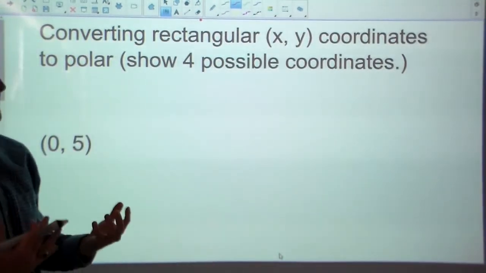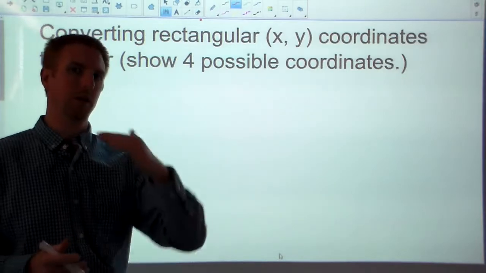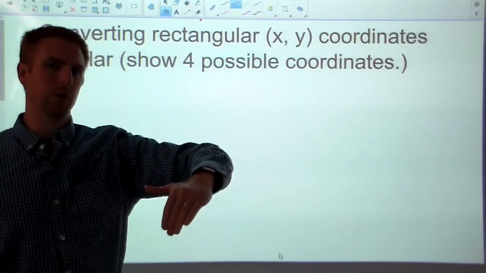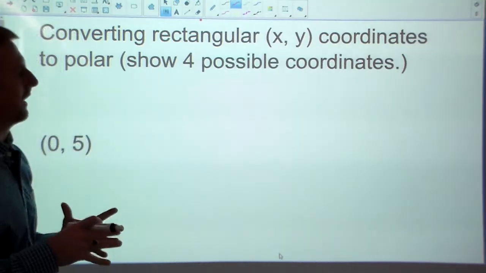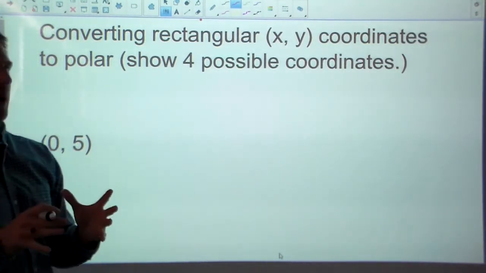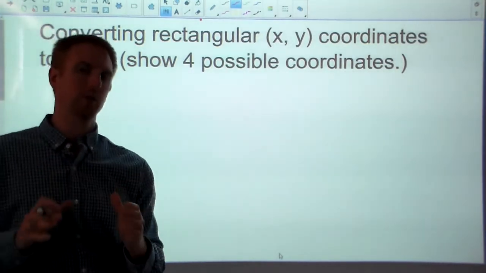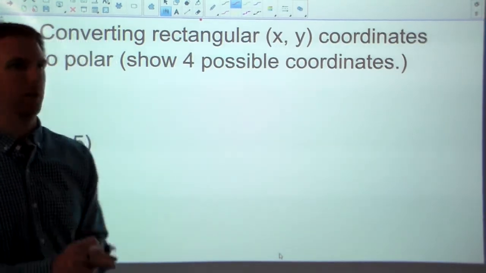There's really an infinite number of ways, but if we just went one lap around the unit circle, in either the positive or negative direction, that gives us 4 definite possibilities for any xy coordinate. So I'm going to show you the process of how to get those.